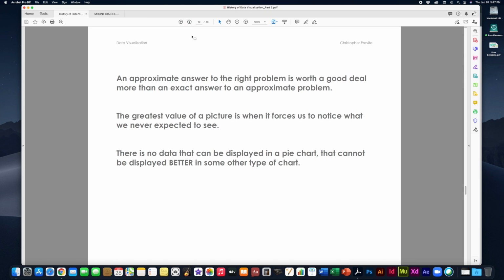The greatest value of a picture is when it forces us to notice what we never expected to see, and there is no data that can be displayed in a pie chart that cannot be better displayed in some other type of chart. So he was not a fan of the pie chart. But that being said, these quotes from Tukey really are sort of the basic tenets of good data visualization, and a lot of this philosophy carries through today. Now, there's nothing wrong with pie charts, but essentially what we can extrapolate from this is that good data visualization should, of course, strive to be more visually engaging than that.